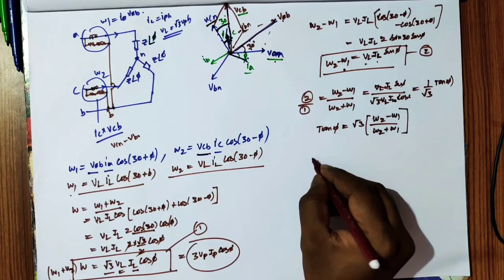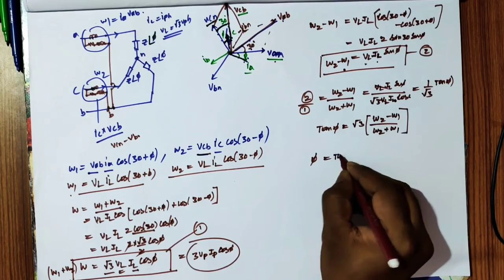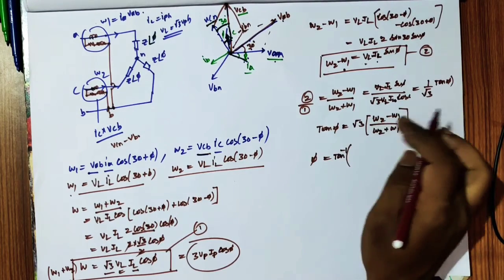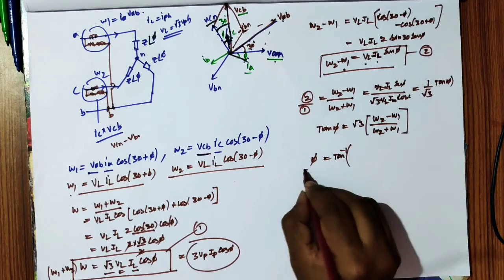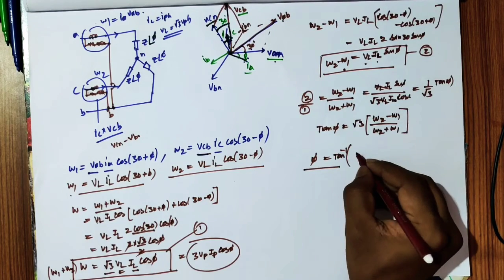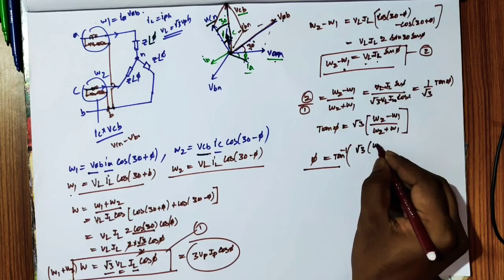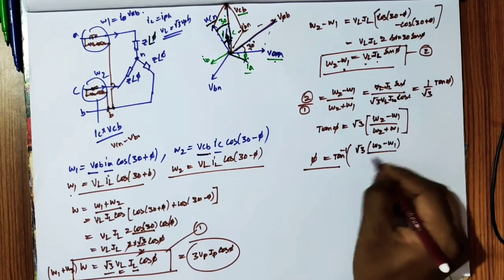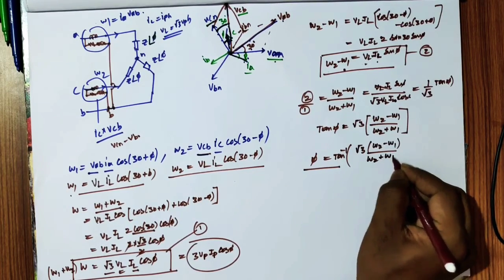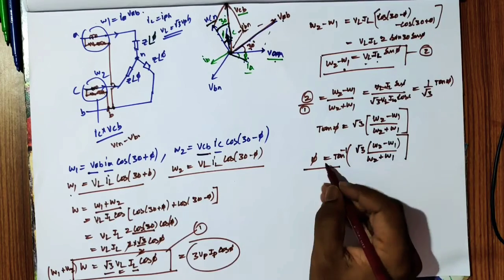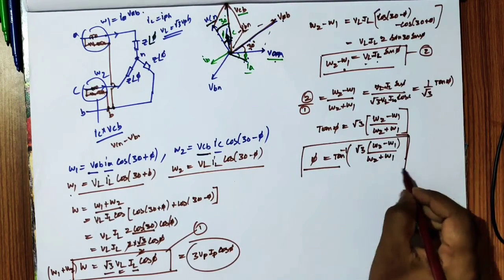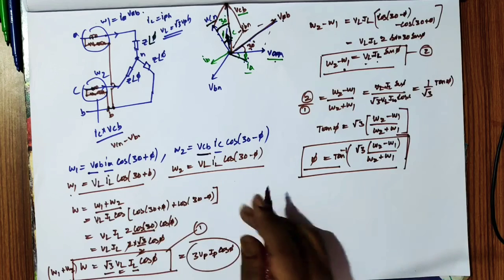So to find the phase angle phi, if you are given the values of W2 and W1, straight away the formula is phi equal to tan inverse of root 3 times W2 minus W1 by W2 plus W1. This is the method of finding the phase value if you are given W1 and W2.